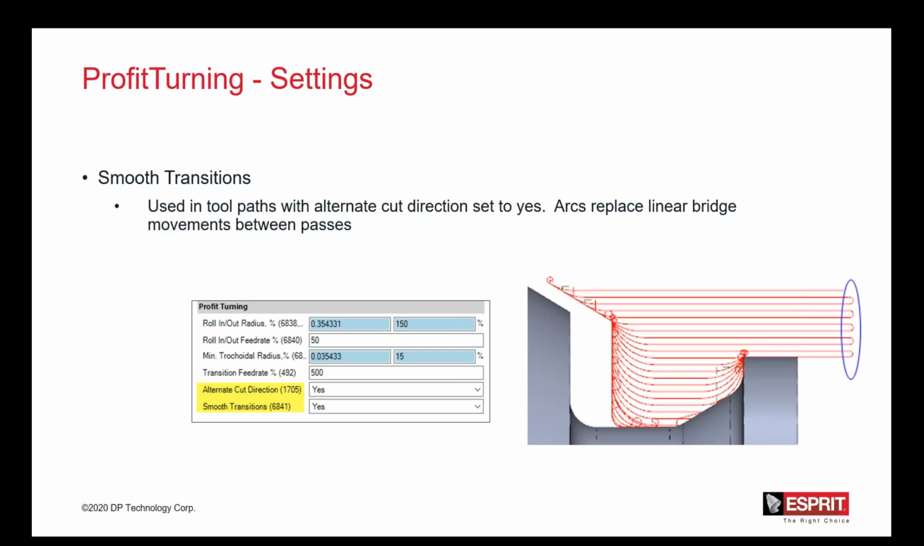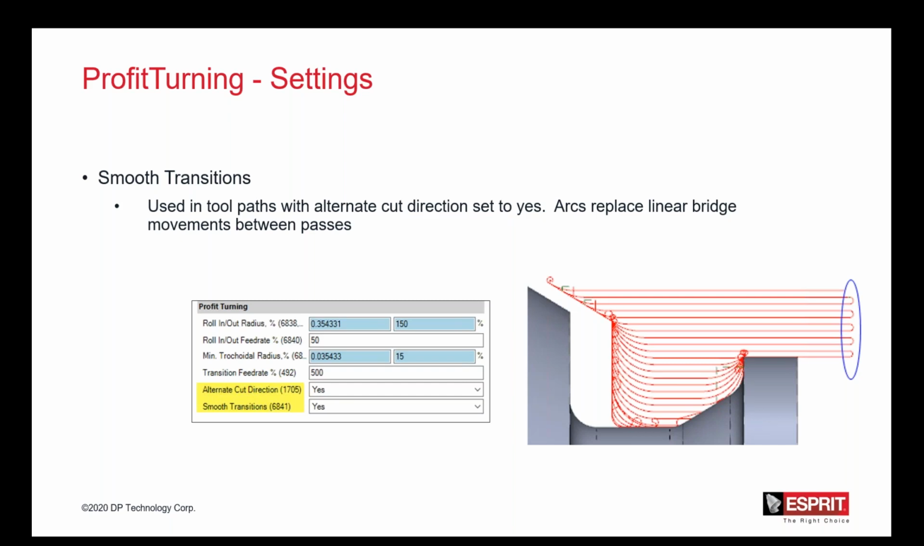So here's where we can define the smooth transitions. Typically, you want to set alternate cut directions set to yes. That's what we always recommend. With these cycles, you typically want to use like a button insert or a full radius grooving tool, because when you have those tools, you can use both sides and you can do that alternate cut direction. And that's where you get a real advantage for reducing cycle time.